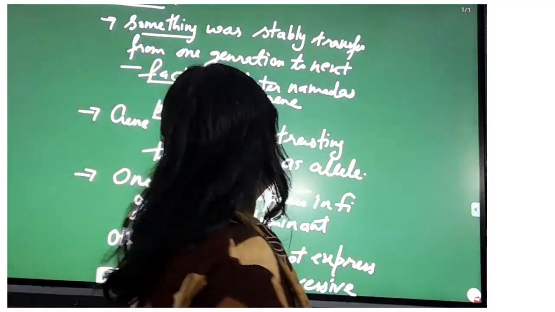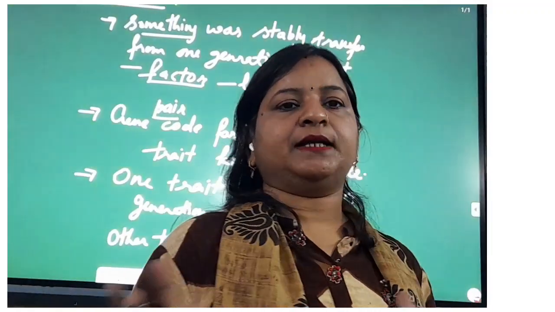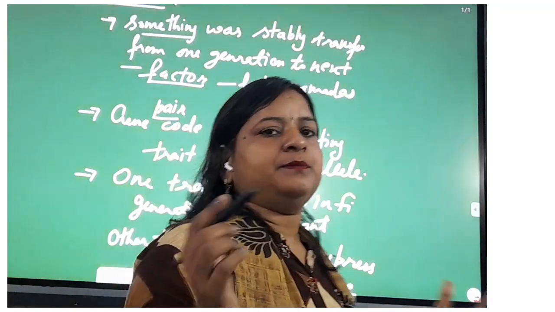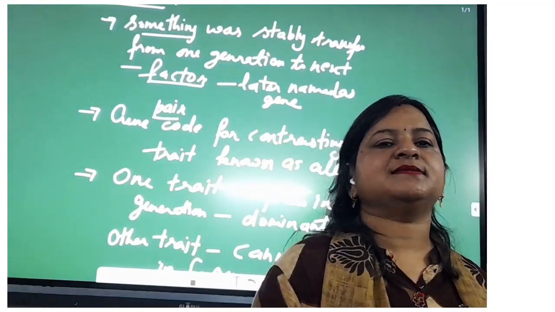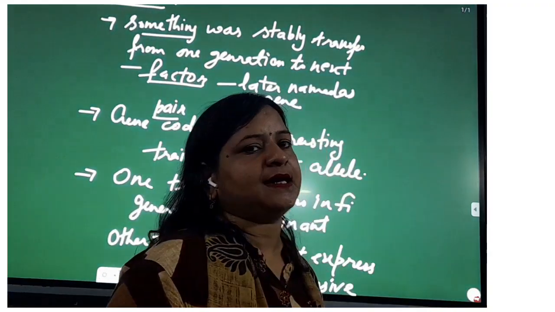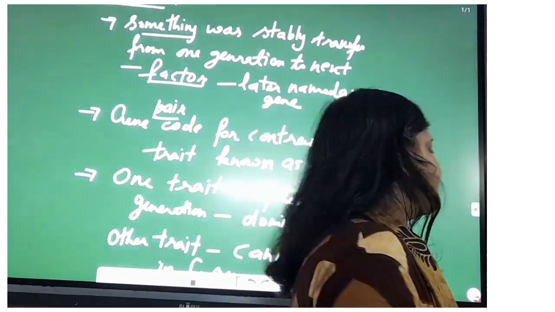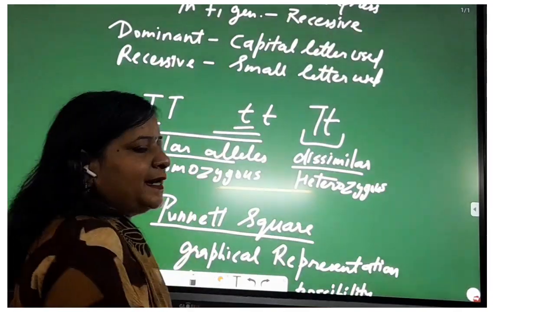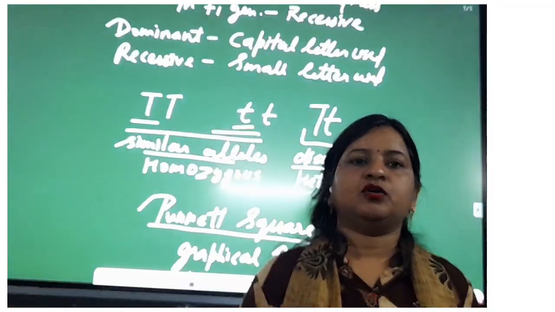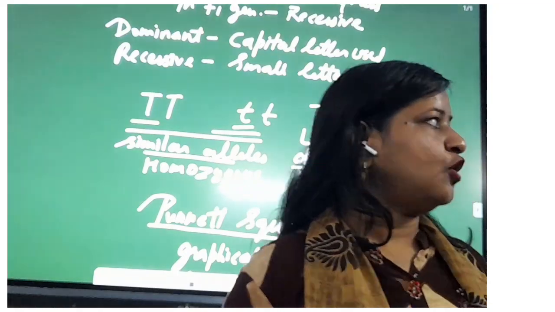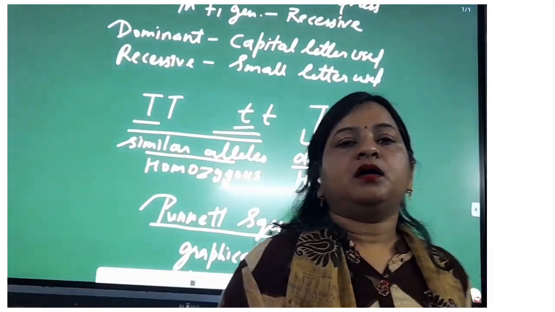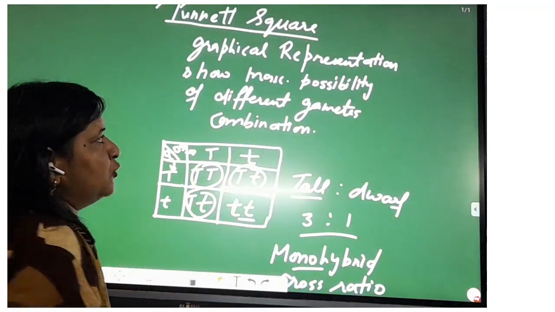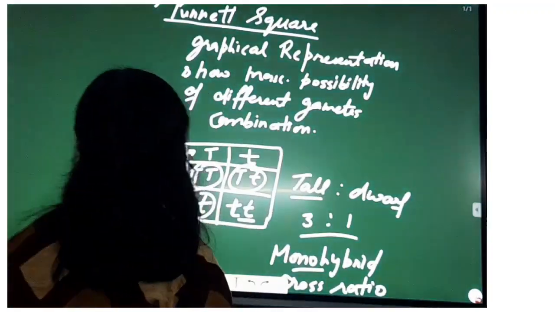Second, the pair of genes that shows the character is called an allele, and the alleles can be similar or dissimilar. If they are similar, they are homozygous, and if they are dissimilar, it is the heterozygous condition. The character which expresses in the F1 generation is called dominant, and the one which does not express itself is called recessive. And by using the Punnett square you can also represent this cross.